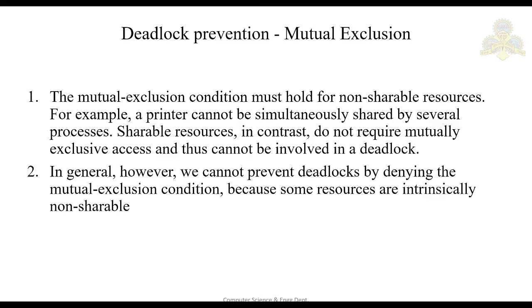In the necessary conditions for deadlocks to occur, we had seen four things, right? Mutual exclusion, hold and wait, no preemption, and circular wait. Whenever these four things occur simultaneously, we say that deadlock has occurred. Now, whenever one of these necessary conditions is not satisfied, we can prevent the occurrence of deadlock. So the first one is mutual exclusion.